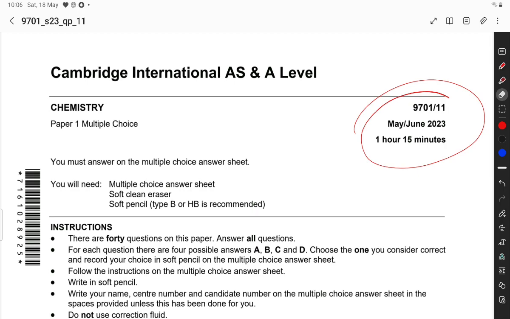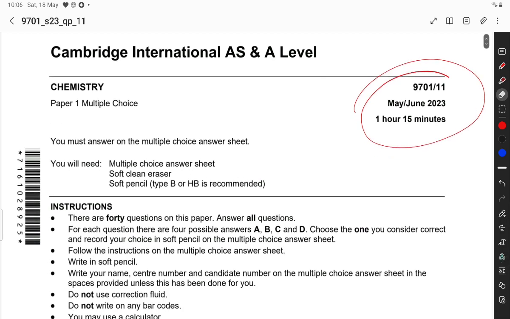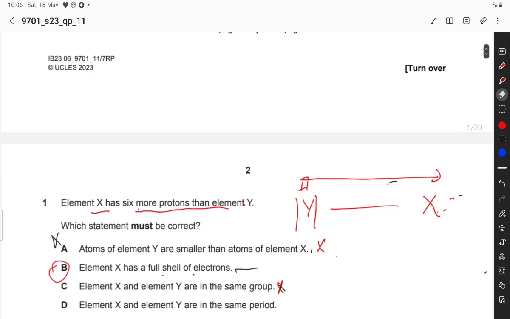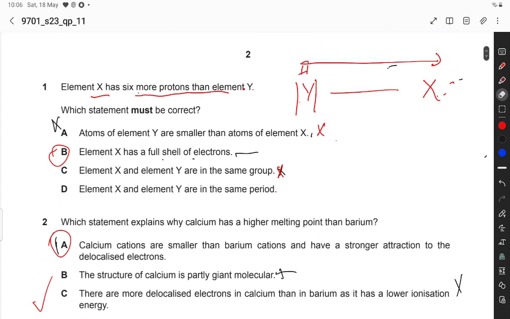In this video I will discuss paper 1 multiple choice questions, 970111 May June 2023, time 1 hour 15 minutes. Let's start. Question number 1, element X has 6 more protons than element Y. Which statement must be correct?